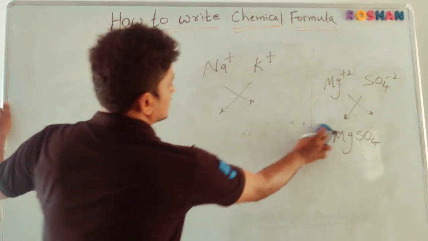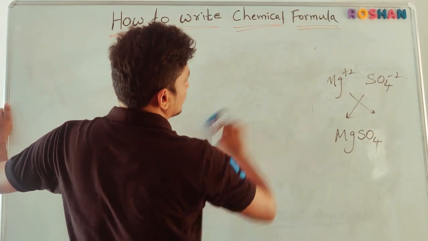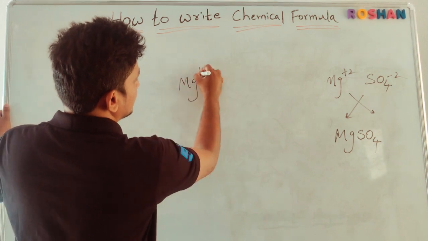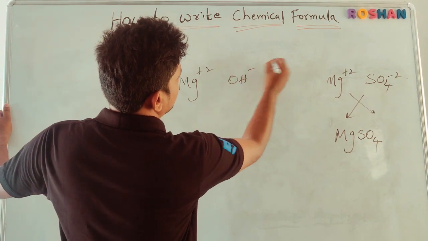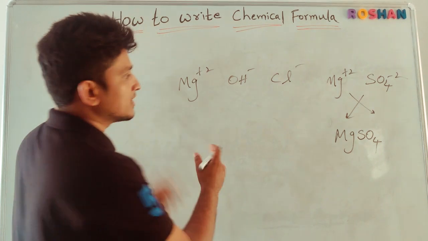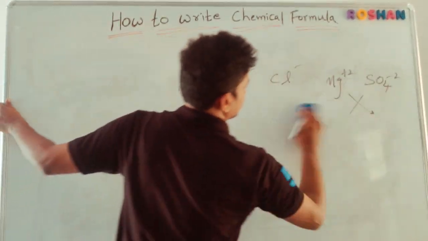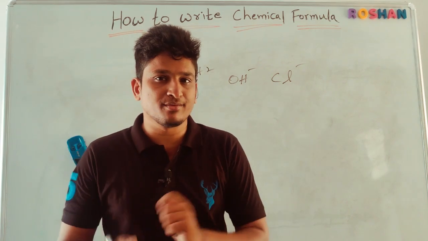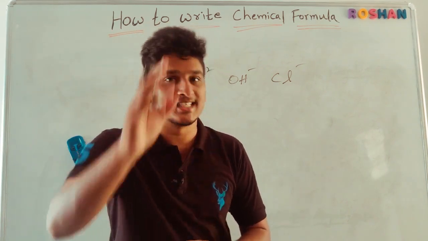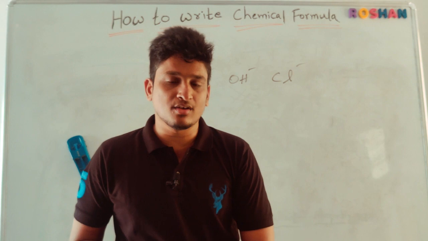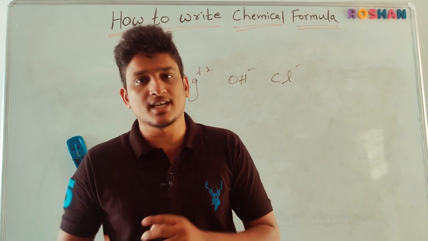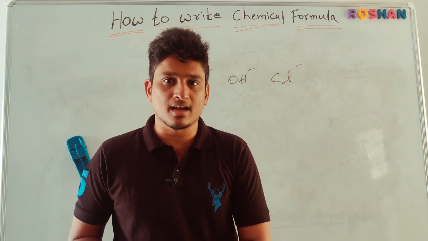Last example, students. In this case, I want to give 3 ions: Mg plus 2, OH minus, Cl minus. What is the formula? Students, in this case, does the crisscross technique work? No, that's why I explained neutralization. You already know neutralization, yes, sir. What is neutralization? The number of positive charges should be equal to the number of negative charges. Then only it will form a neutral compound, right?